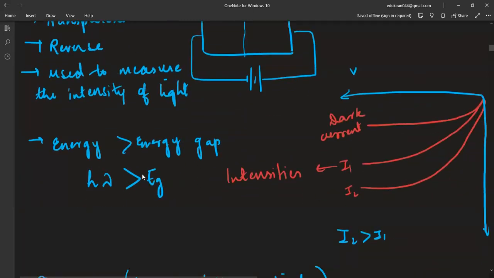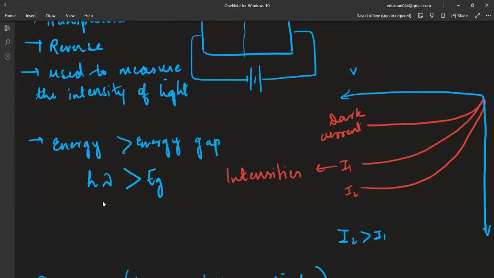And see, this I'm not describing because we haven't discussed it. When we discuss dual nature of matter and radiation, the energy formula is h nu. So h nu is greater than the energy gap, or you can say energy is greater than the energy gap. This will be clear when we do dual nature of matter and radiation.